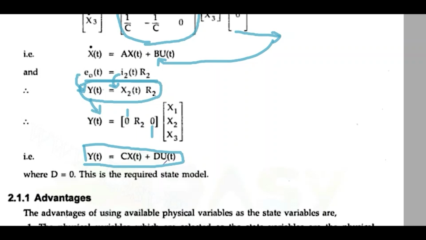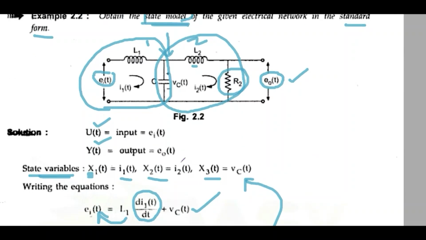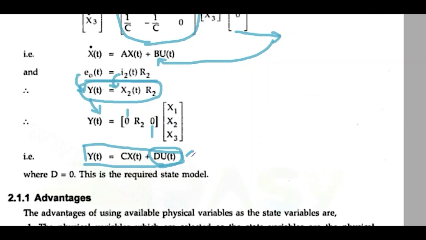Mostly this D matrix would be 0 since this is known as the feed forward matrix. The feed forward matrix is any data which is transferred from the input directly to the output. There is no such data transferred from input directly to the output. Therefore, this D matrix will be equal to 0.